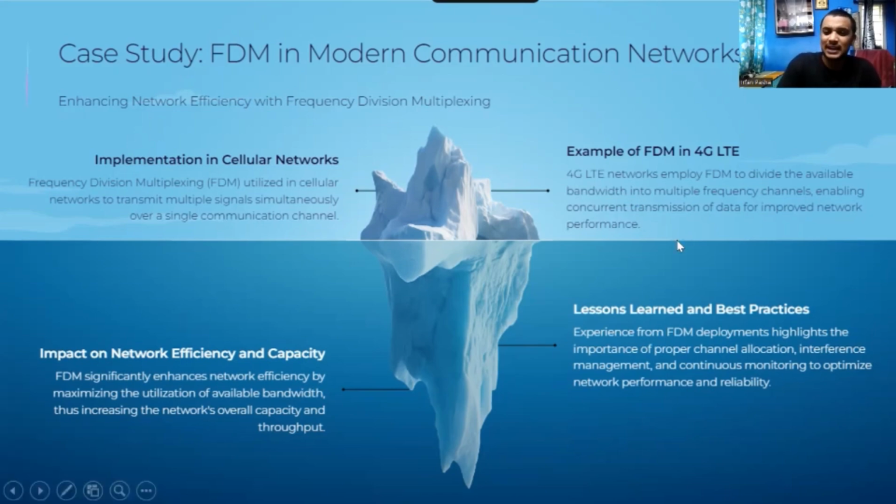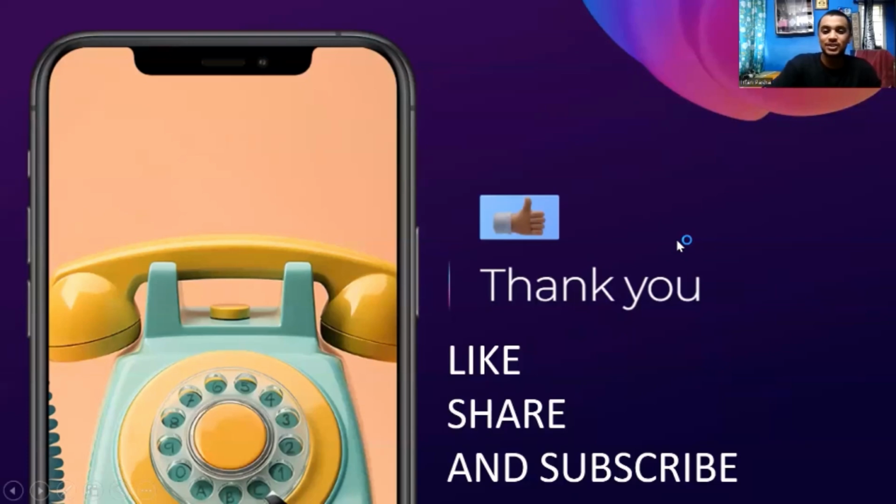On to the next and maybe the last slide. Wow, how beautiful, this telephone into the iPhone.